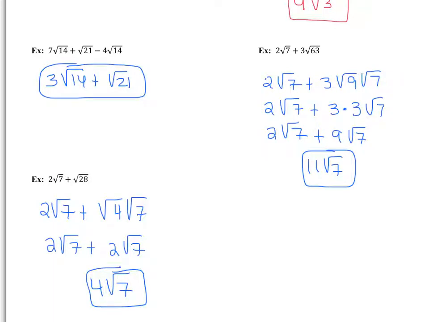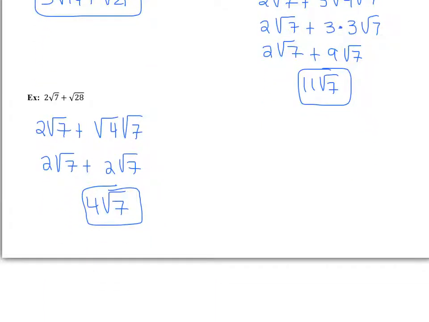So on the first example, you have 3 terms. 2 of them are like 7 radical 14 and negative 4 radical 14, which combine to get 3 radical 14, and you just keep your radical 21. On this problem, they're not like terms, they don't match, but you can simplify 63 into the square root of 9 and the square root of 7. The square root of 9 is 3, but that would multiply the 3 that's already sitting outside. So that would simplify to 9 radical 7, and then you can add that to the 2 radical 7, getting 11 radical 7.